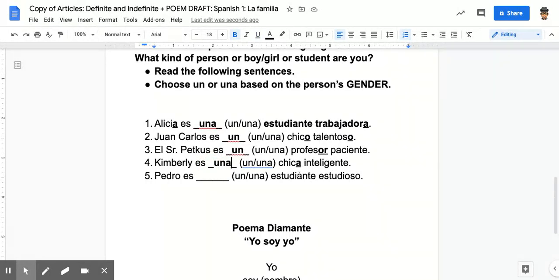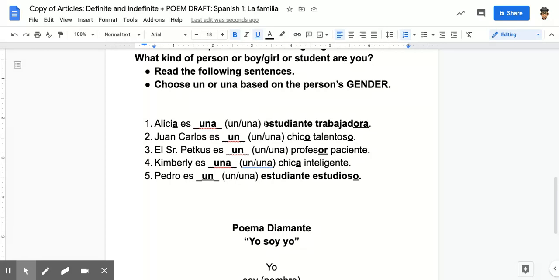Y finalmente, Pedro, like Alicia. We remember estudiante. It could be el estudiante. It could be la estudiante. All right. So that doesn't change, kind of like inteligente didn't change. But we can see at the end here, estudioso. We can see that Pedro is masculine. And he is a studious student. Es un, not una, es un estudiante estudioso.